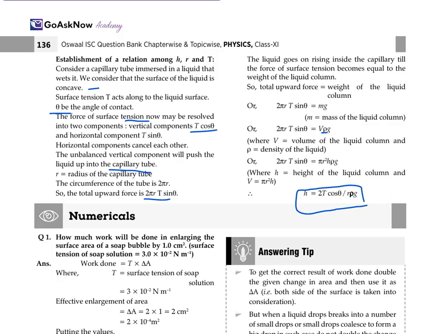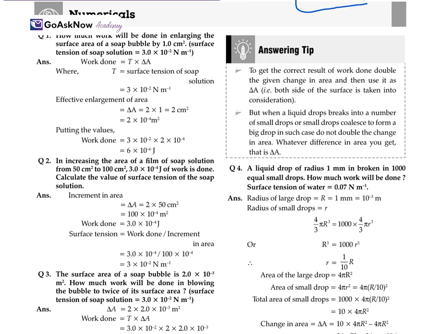Now, let's move forward with some numerical-based questions. How much work will be done in enlarging the surface area of the soap bubble, which is 1.0 centimeter square?